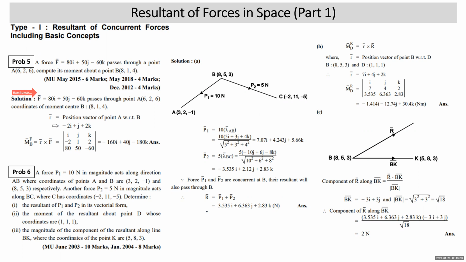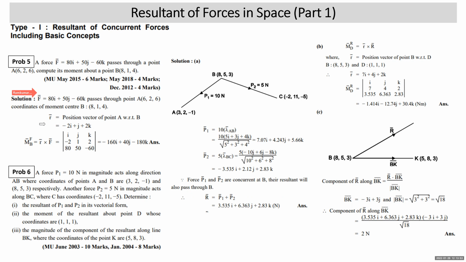So R bar is what is to be written first. R bar is the position vector of any point on the line of action of the force with respect to the moment center. So the position vector of point A with respect to B. So what is that? A minus B. A minus B means what? 6 minus 8, minus 2i; 2 minus 1, plus 1j; 6 minus 4, plus 2.